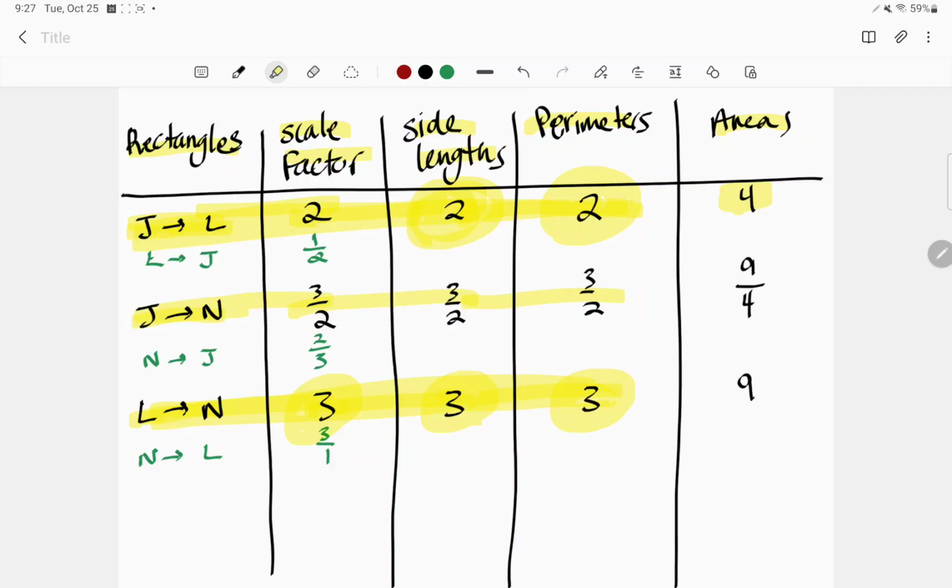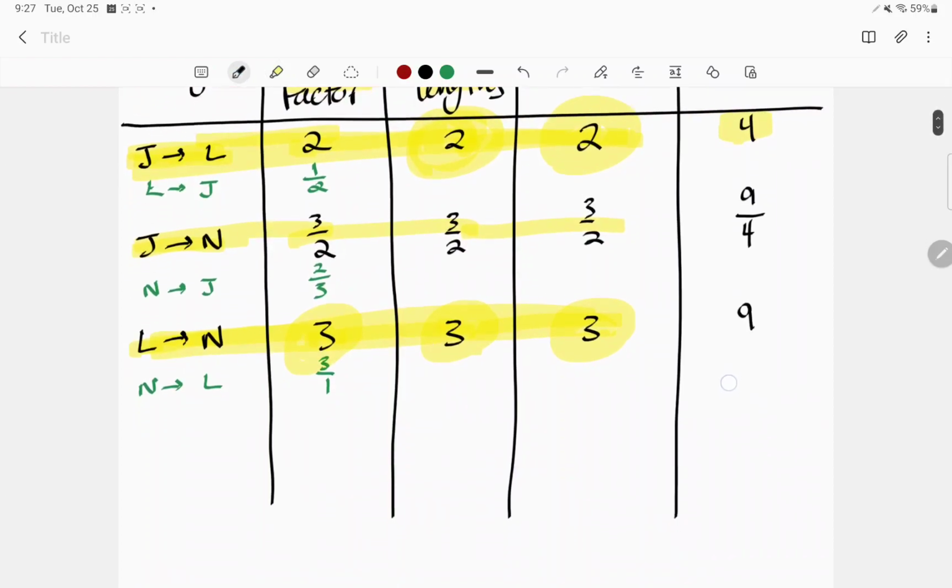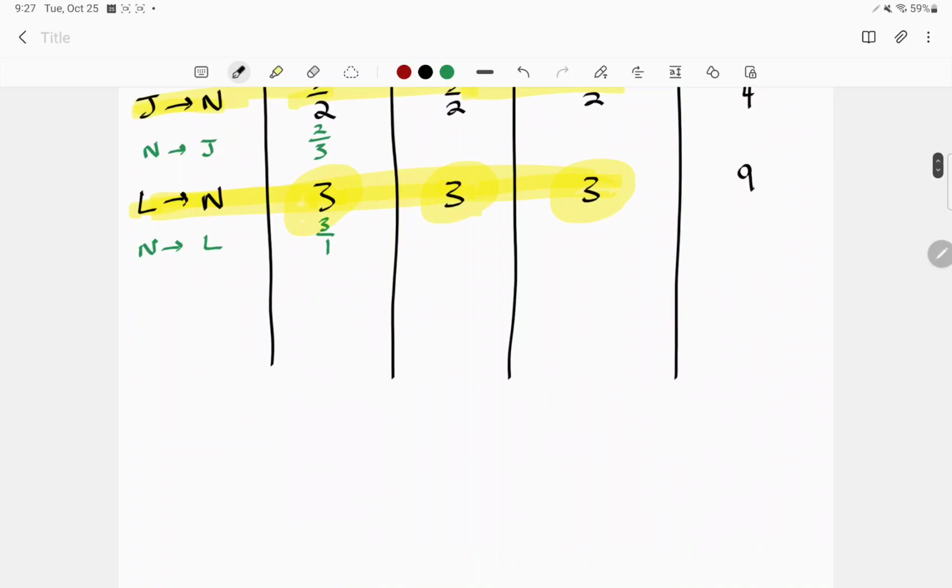However, the area, okay, I want you to write all of that down. Pause the video if you need to. Write that down. The area is going to change by the square of the scale factor.